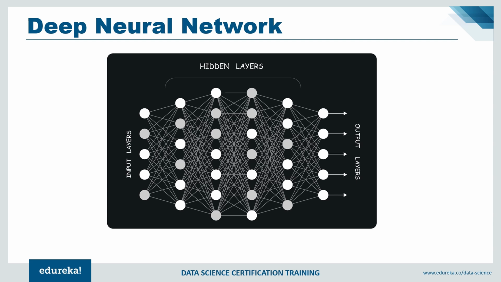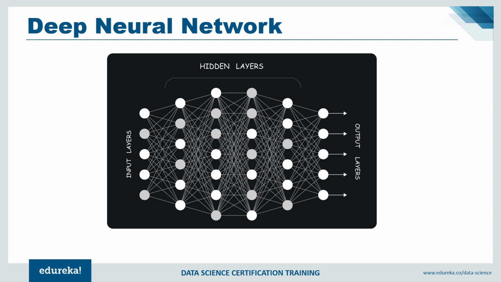The input nodes provide information from the outside world to the network and are together referred to as the input layer. The hidden nodes perform computations and transfer information from the input nodes to the output nodes. A collection of hidden nodes forms a hidden layer. In our image, we have 1, 2, 3, 4 hidden layers. And finally, the output nodes are collectively referred to as the output layer and are responsible for computation and transferring information from the network to the outside world.